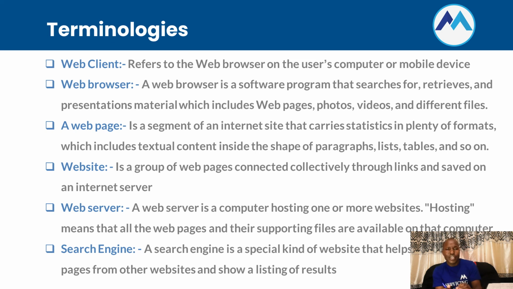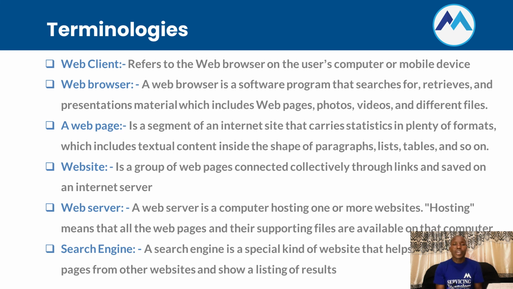Then another terminology is a web page. A web page is a document which can be displayed on a web browser such as Firefox or Google Chrome. A web page is generally a segment of a website that carries data in many formats, which include text in the form of paragraphs, lists, tables, and so on. A website is a group of web pages connected together through links and stored on a web server. By clicking on a link, a visitor can pass from one page to the next.